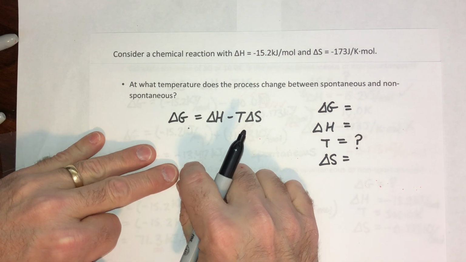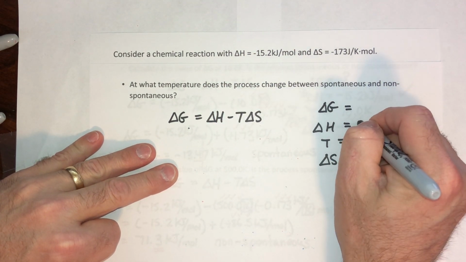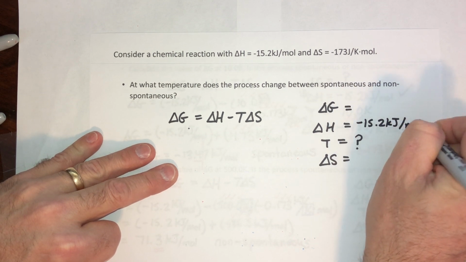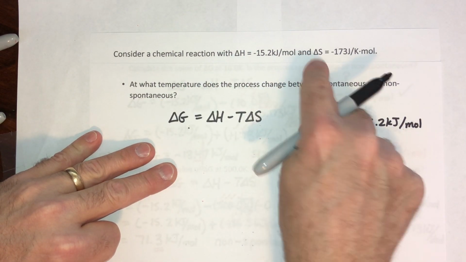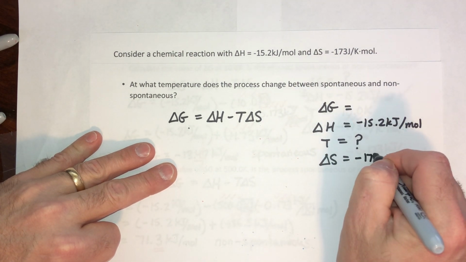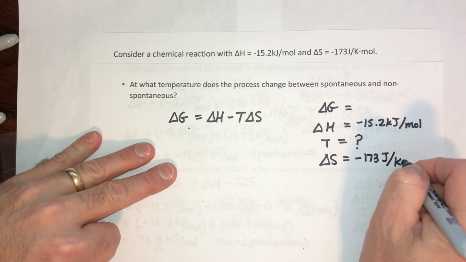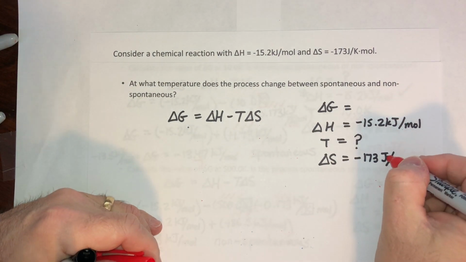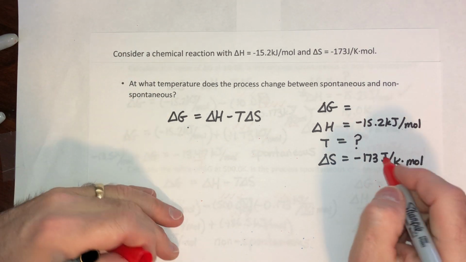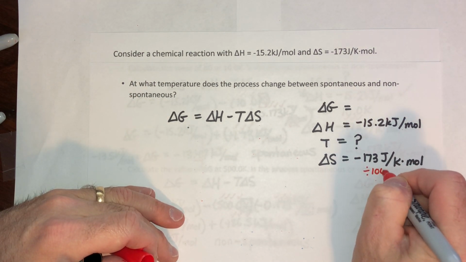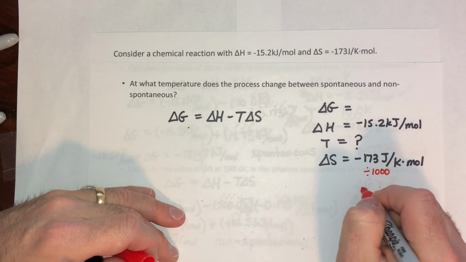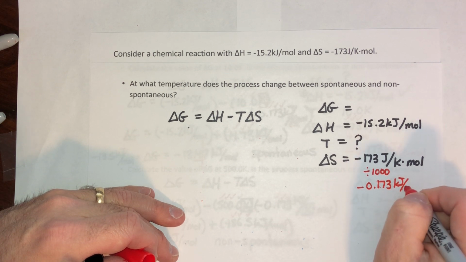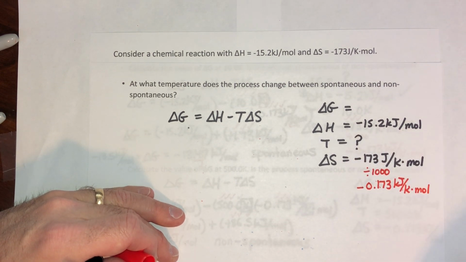In the original problem, it tells me my delta H, right? The delta H was a minus 15.2 kilojoules per mole. The original problem tells me my delta S. It's a minus 173 joules per Kelvin mole. We had already decided kilojoules versus joules, they don't match, so we got to fix it. So we had already decided to divide this by 1,000. So that way I've got minus 0.173 kilojoules per Kelvin mole.